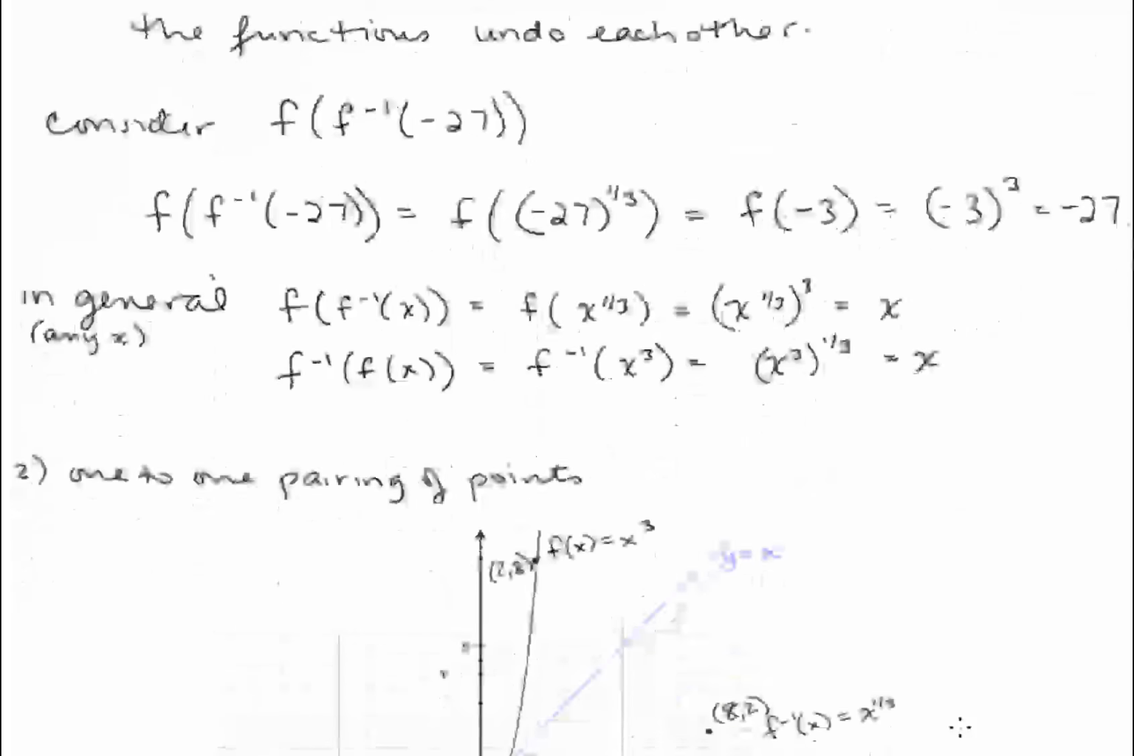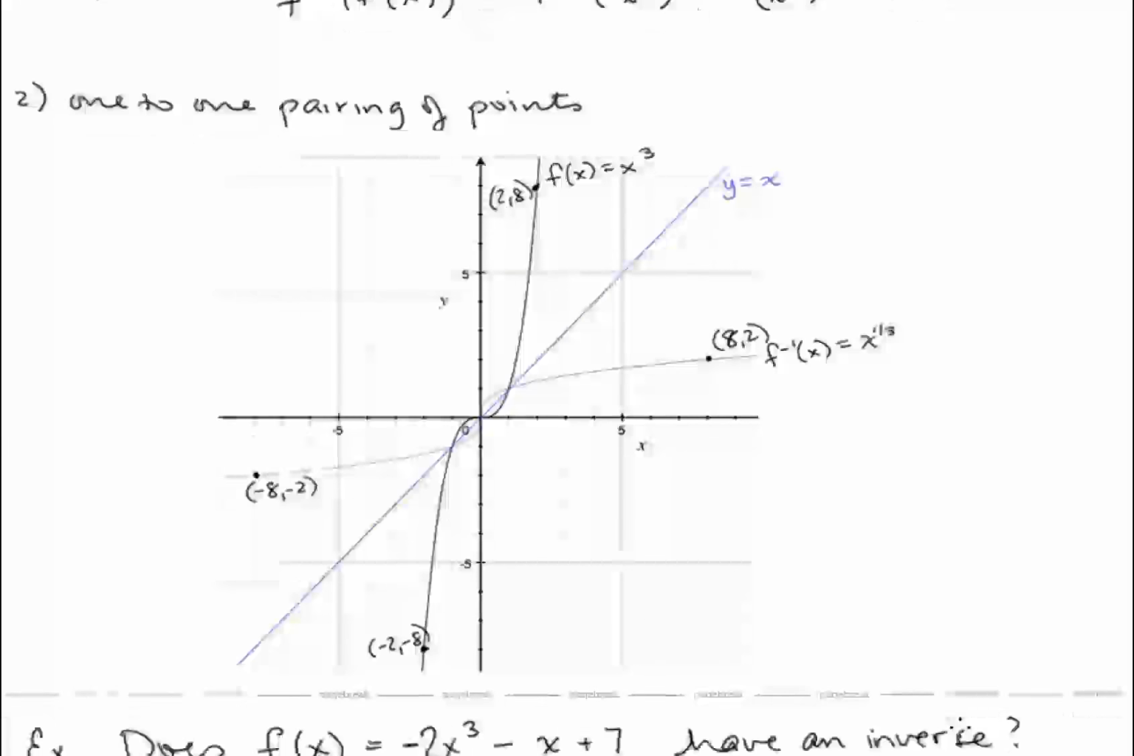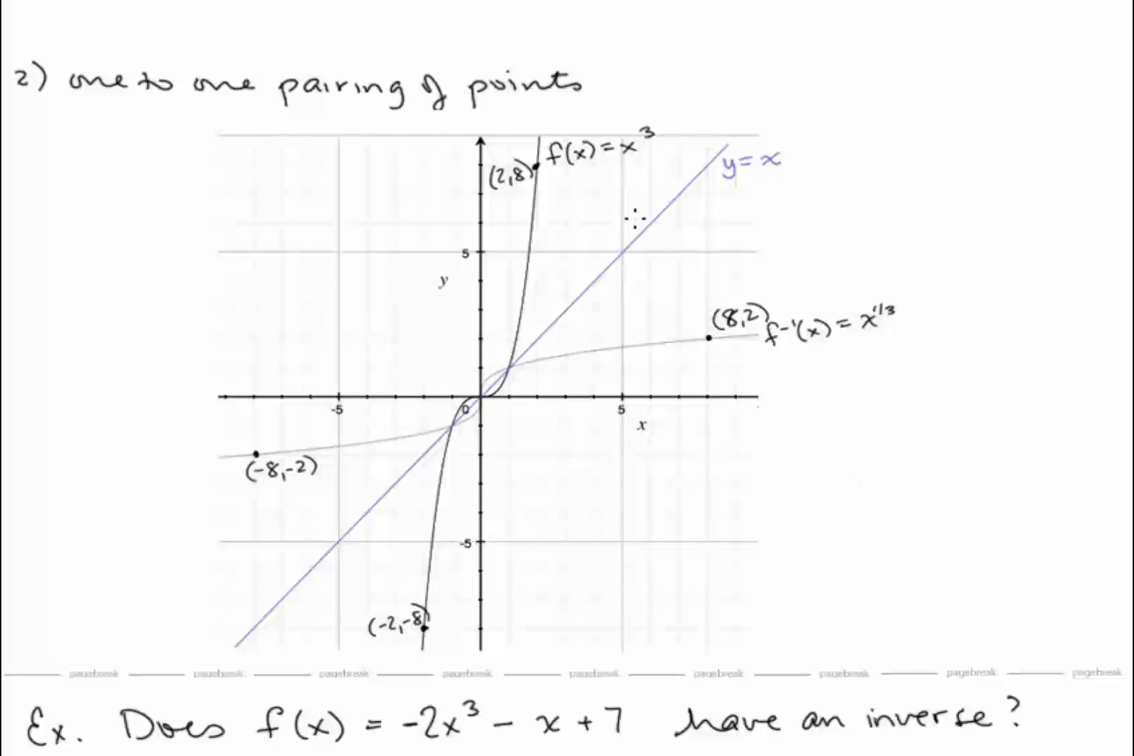Now let's take a look at the other property, the one-to-one pairing of points. Well, here's our graph of f of x equals x to the 3rd. That's the black graph here. And notice that we have, for example, the point (2, 8) on that graph. That tells us that on the inverse function's graph, we're going to have (8, 2). Because remember, the inverse function switches the roles of x and y. So on the graph of f inverse of x, we have (8, 2).